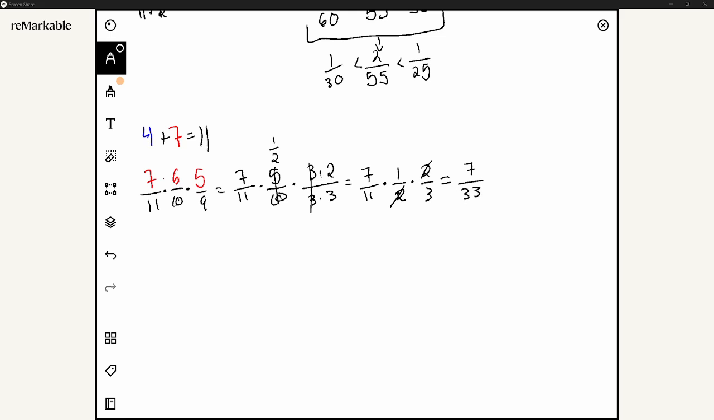So each 33rd is approximately 3%. So the odds that we miss here are about 21%, which is not stellar. We have 4 hits and 7 misses. The odds are a 21% chance to miss, but that also means that we have a 79% chance to hit. We have about an 80% chance to hit.